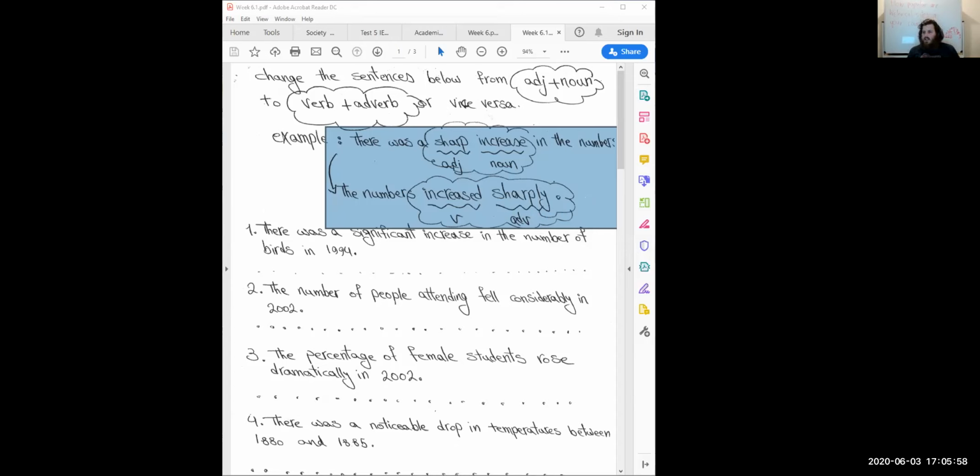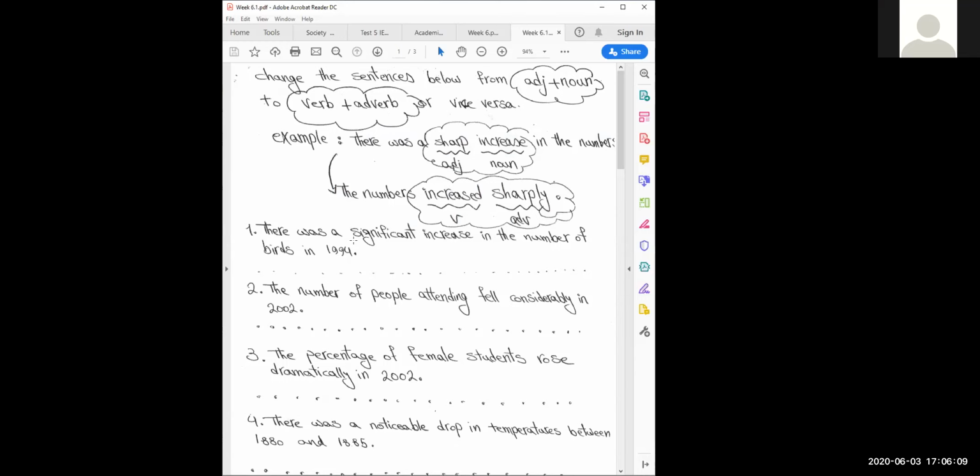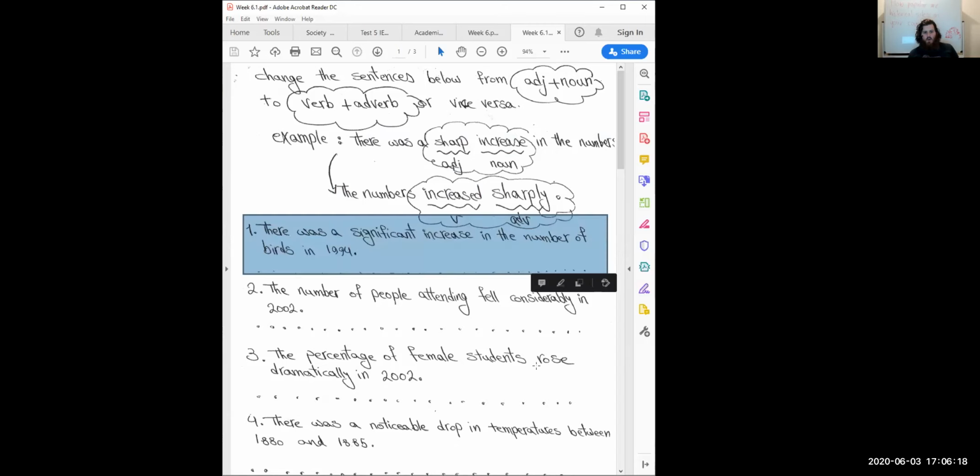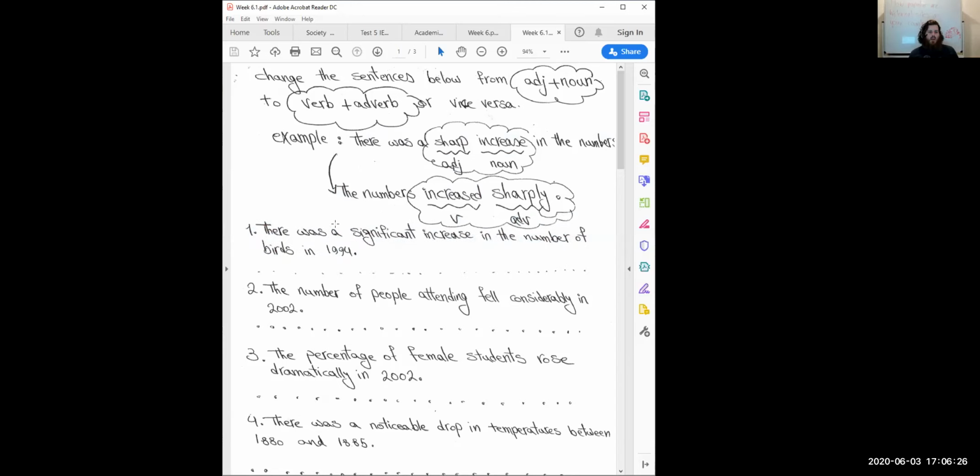So I'll just get your microphone off there, Mickey, and let's get someone else in here. So Gabby, are you there? How are you today? I'm good. How are you? I'm excellent. So can you read number one there for me, please? There was a significant increase in the number of births in 1994. Fantastic. So let's have a think about ways we can change that. So right now, is this sentence number one, Gabby, adjective noun or verb adverb?